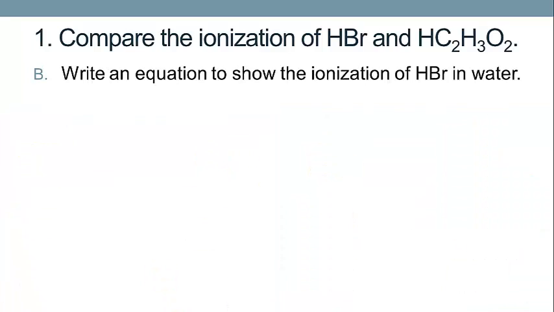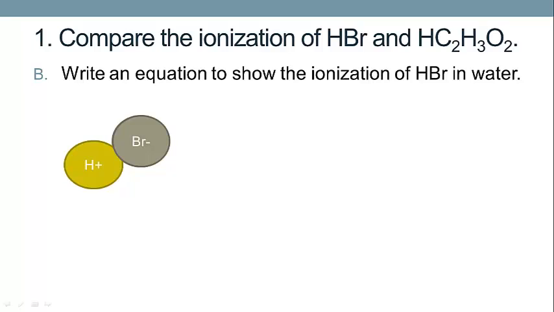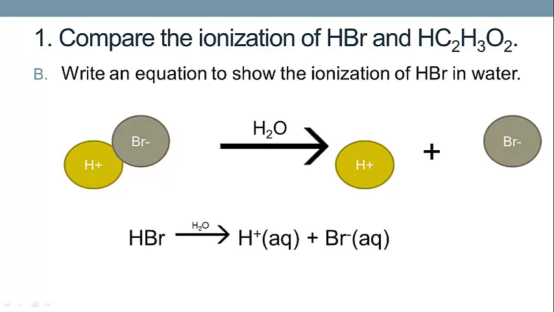Write an equation to show the ionization of HBr in water. So if I start with HBr, that's really made of a hydrogen ion and a bromide ion. If I add that to water, those two ions are going to break apart. So I end up with an H plus and a Br minus. It's important to note that because this is an acid, whenever that H plus is formed, it's actually going to piggyback onto a water molecule and form a hydronium ion. But if we want to write the ionization, that's our formula. We get H plus and Br minus.